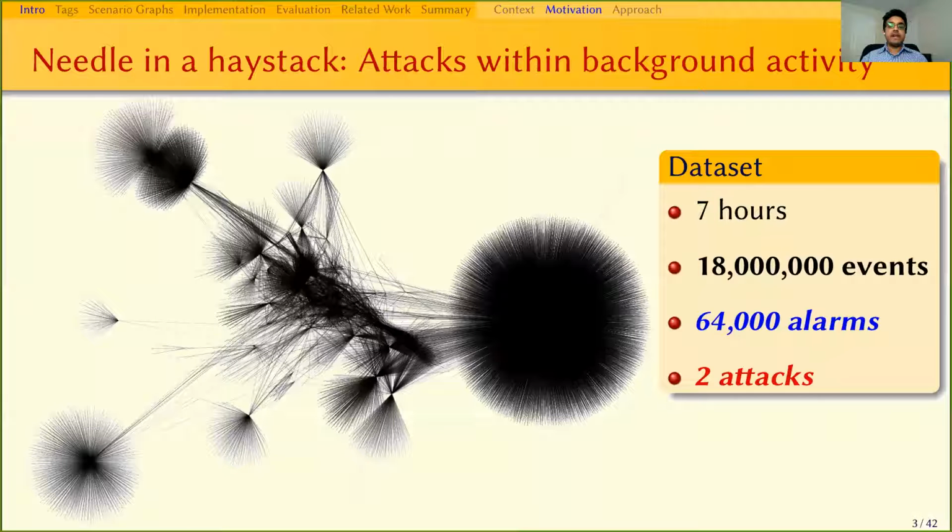Here is a dependency graph for a 7-hour-long dataset. It contains 18 million events and raised 64,000 alarms during that time. But the dataset only contains 2 attack scenarios, making detection extremely hard.